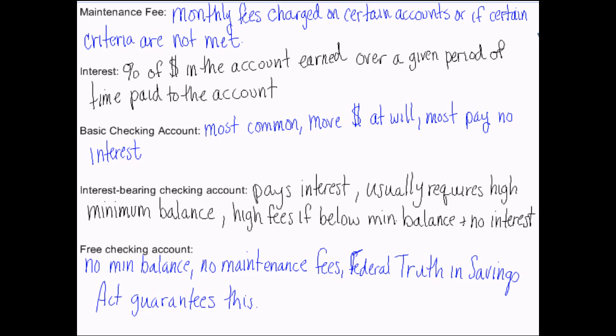This came about because there were some really sketchy bank practices back when this act came into being, where people were being told one thing and then the banks were doing something else and charging them a lot of money, and it was unethical. And so a law was written to prevent that from happening anymore. So if they say free, it's free. It has to be free.